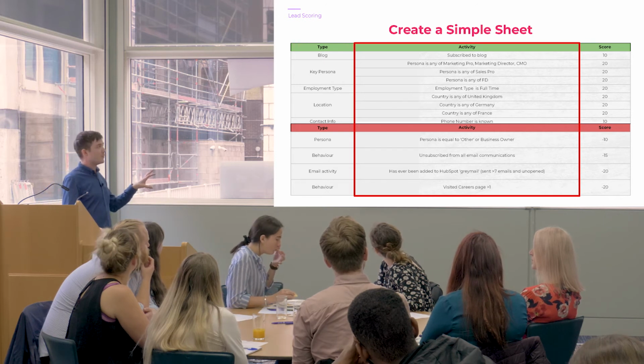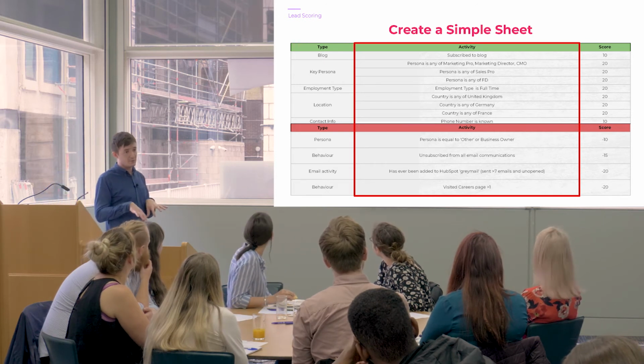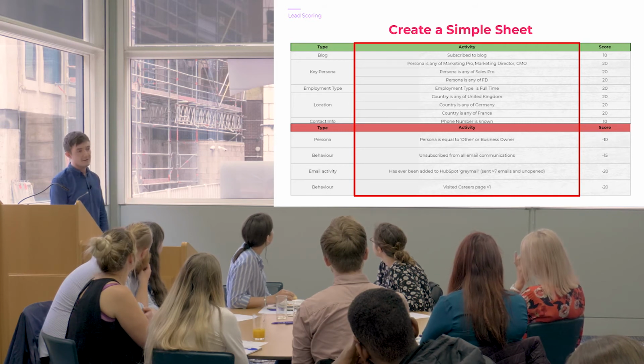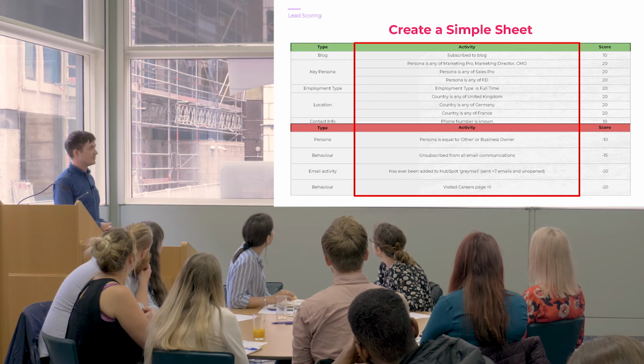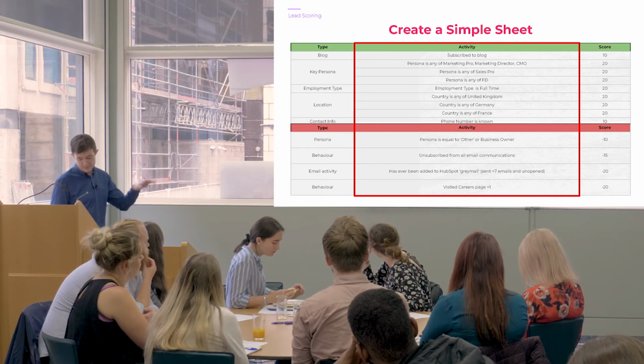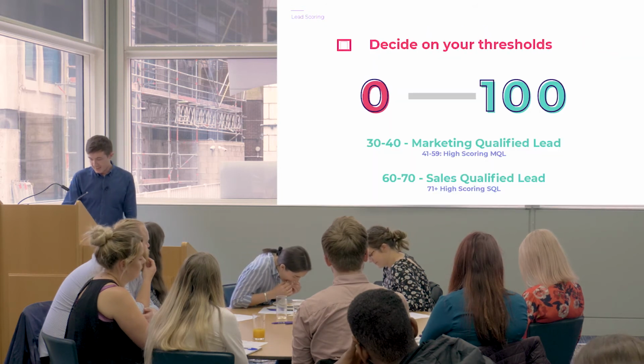The reason I start with a spreadsheet rather than going straight in and building it in HubSpot is there's nothing worse than building the whole model in HubSpot and then your boss, the managing director or whatever, says, I don't like it, change it all. So start here, get it signed off and then build it. That'd be my advice there.